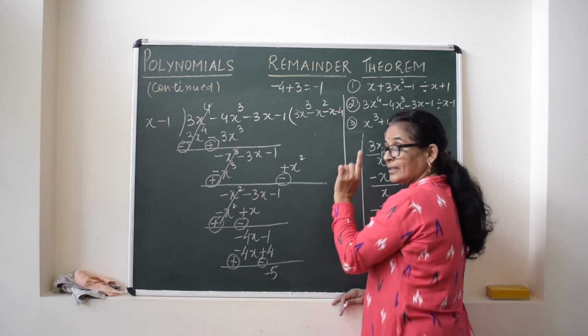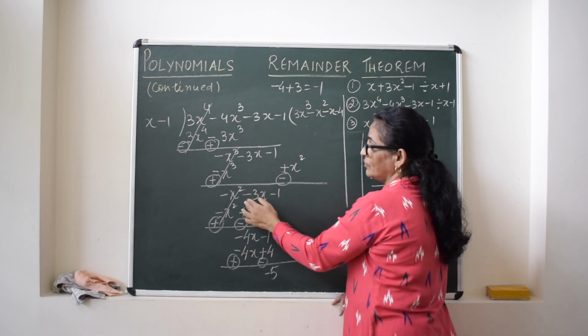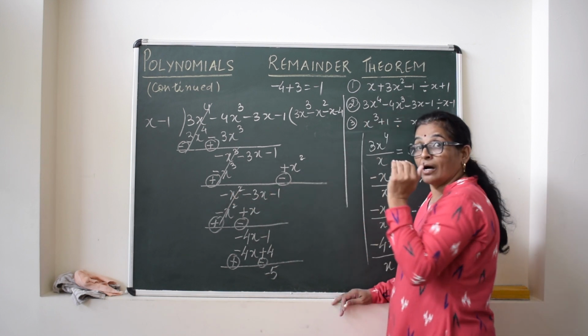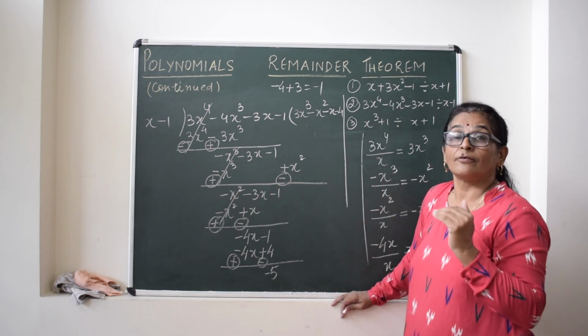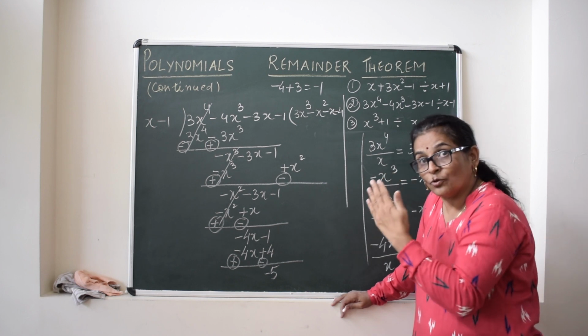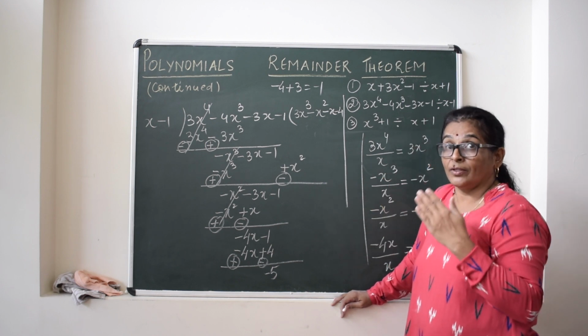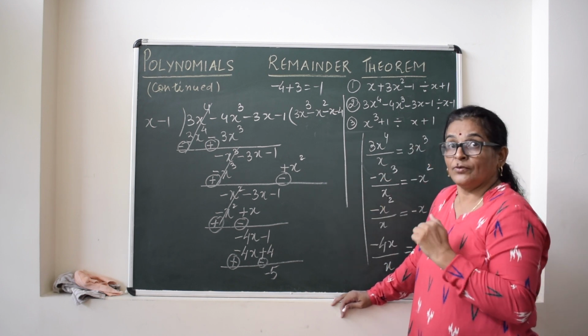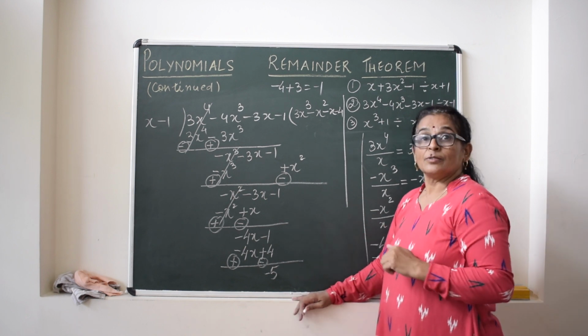And the second thing we have learnt: every time the left out terms are to be written in the standard form, meaning the descending order of the powers of the variables. So what have we observed? The remainder is minus 5.